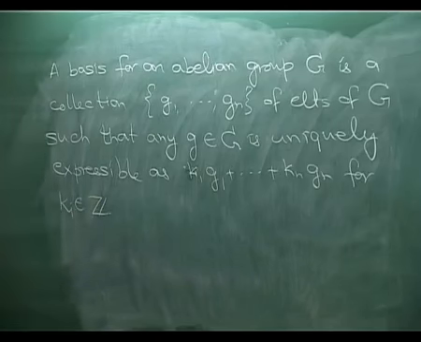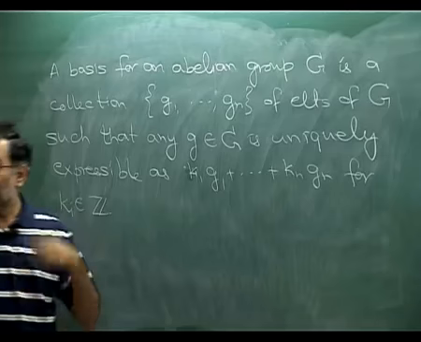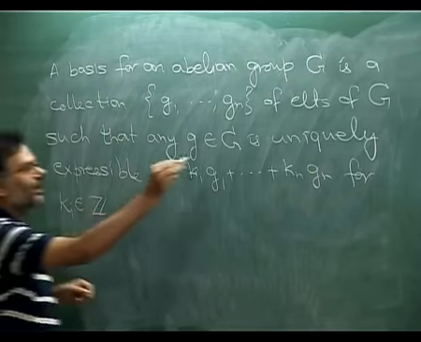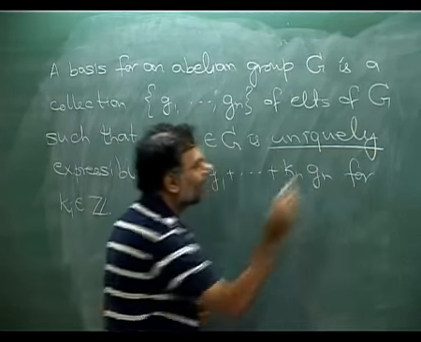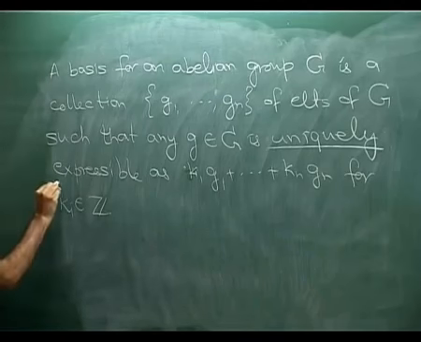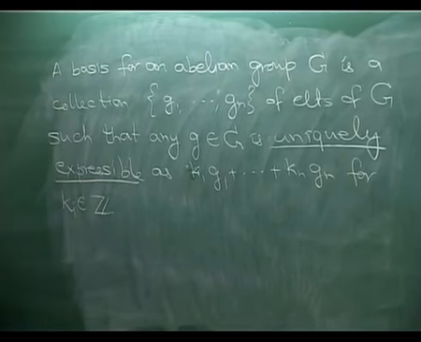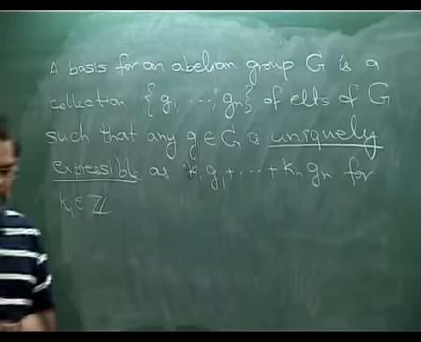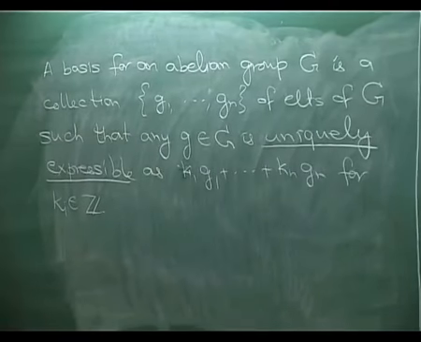So, a very slight difference from a generating set. We said a set of elements generates G if every element of G can be expressed this way. It's a basis of G if every element of G is uniquely expressible as such. If there's only one way you can write it, then it's said to be a basis. Now not all abelian groups have a basis, certainly not.